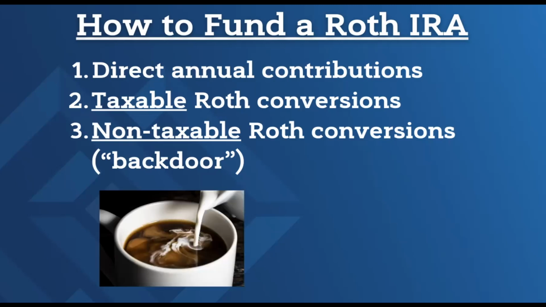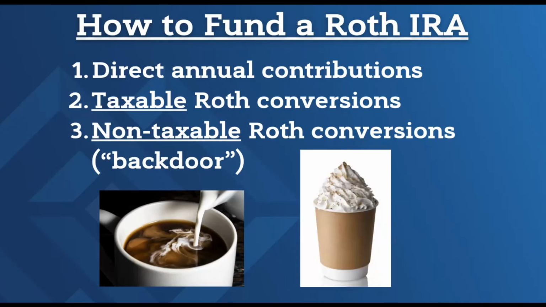Otherwise, the conversion may be partially taxable, since the IRS views all IRA balances as one big pot of coffee, with the coffee, the pre-tax deductible contributions and earnings, and the cream, the after-tax non-deductible contributions, all mixed together. You can only implement a completely non-taxable backdoor Roth conversion if you separate the cream from the coffee, splitting up the pre-tax and after-tax portions. You can do this by moving all of your pre-tax IRA balances, including SIMPLE and SEP IRAs, into a non-IRA retirement account, such as a 401k or 403b, by the end of the Roth conversion year.